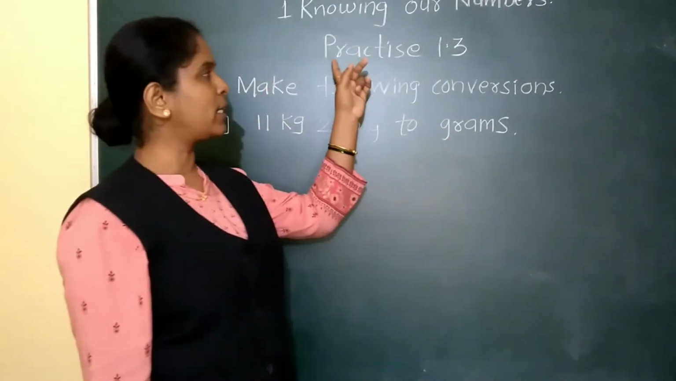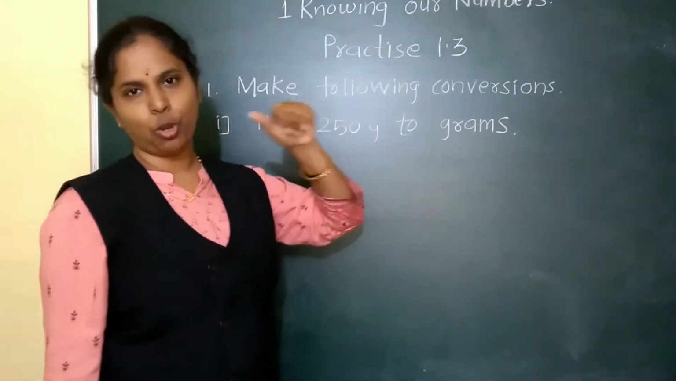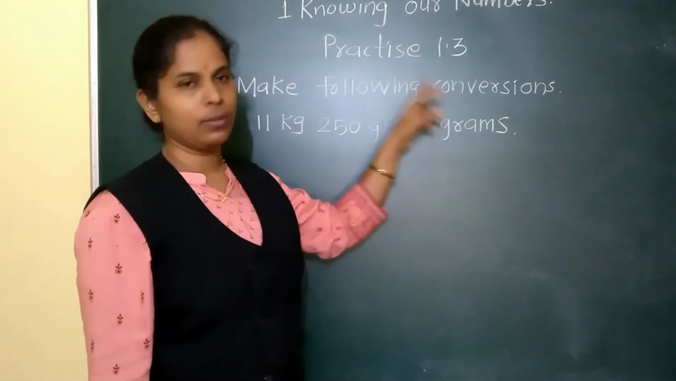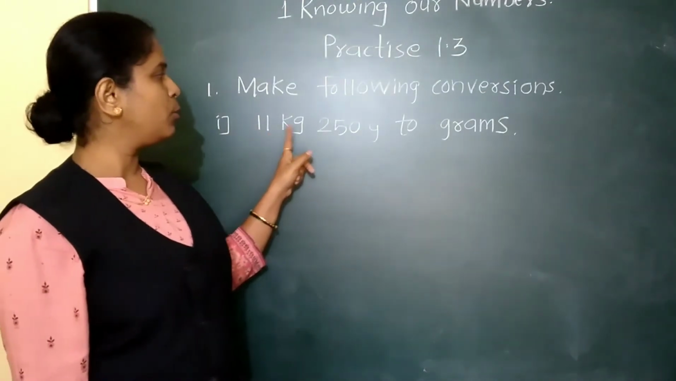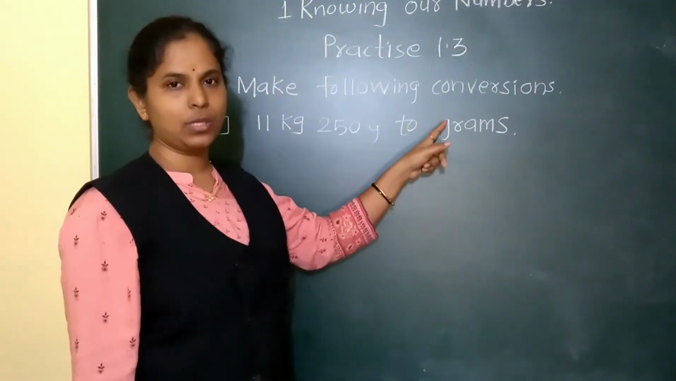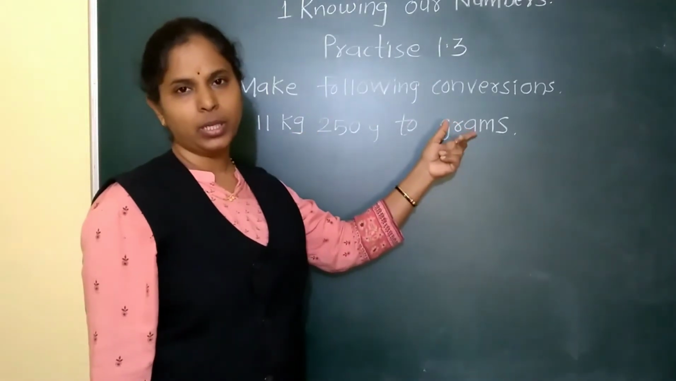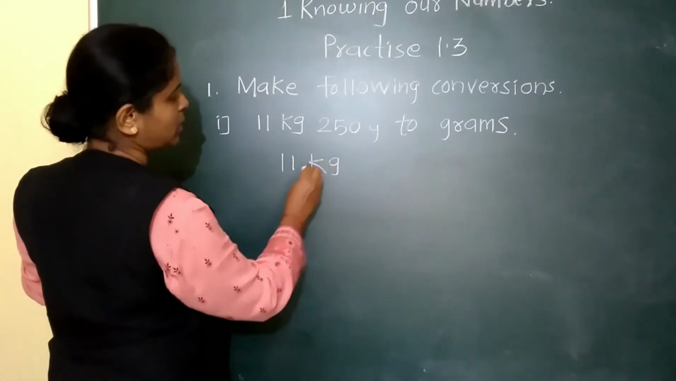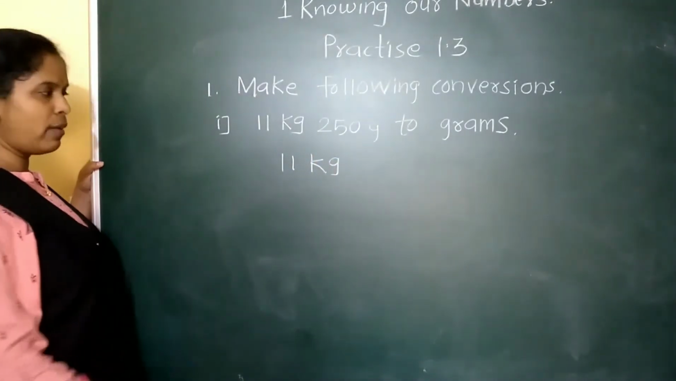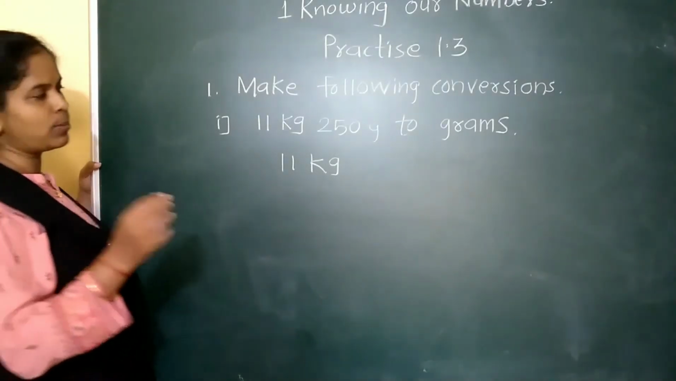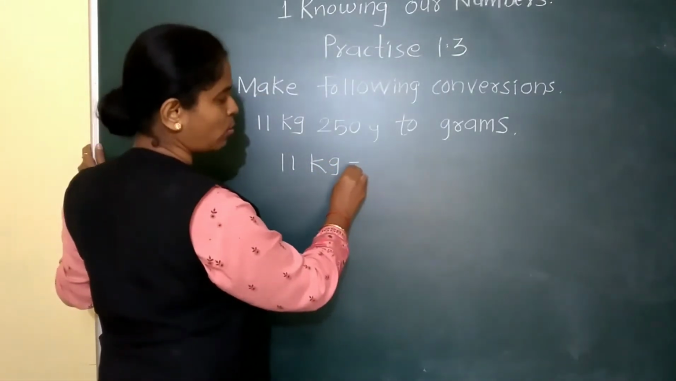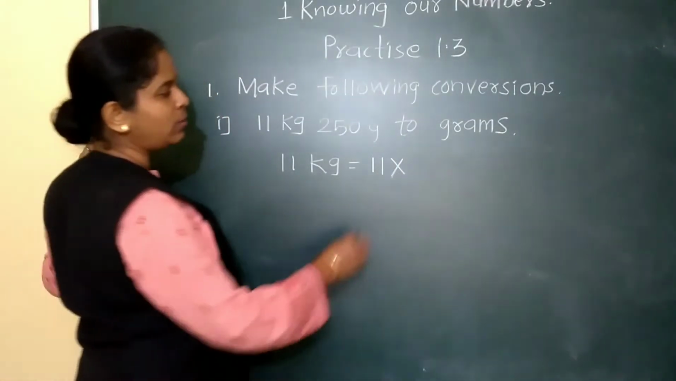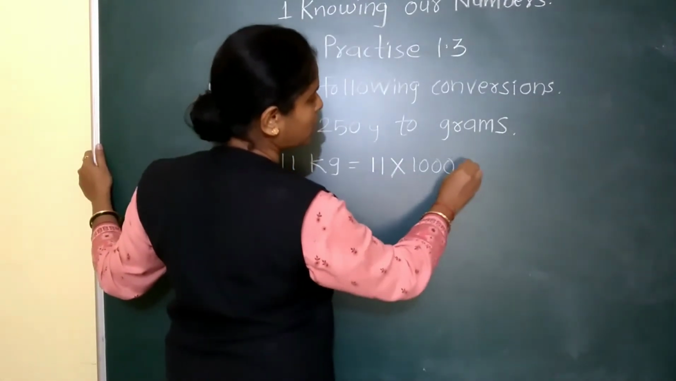See, now we will solve practice 1.3 based on conversion of units. In that, question number 1 is make the following conversions. First one, 11 kg 250 grams to grams, means this we have to convert into grams. See here, first of all, 11 kg means how many grams? 1 kg is equal to 1000 grams. So 11 kg, we have to multiply 11 by 1000.